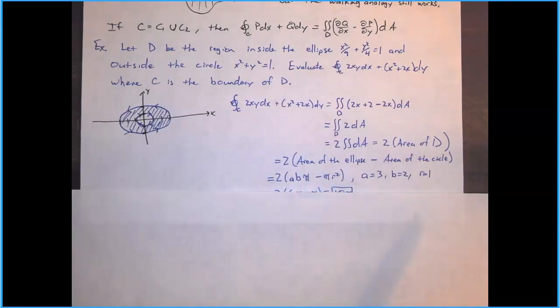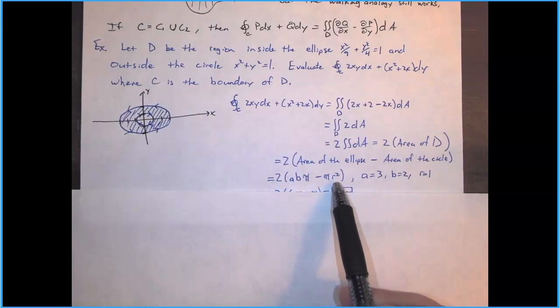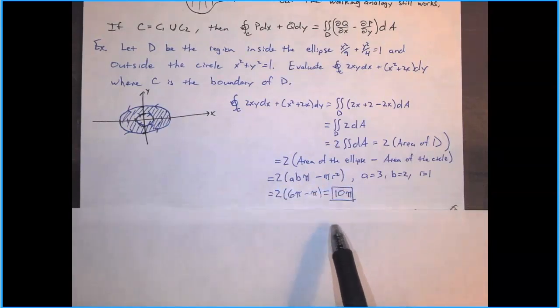And the area of a circle is pi r squared. So in this case, my major semi-axis is 3, my minor semi-axis is 2. That's how far out I'm going in the x and y directions. And my radius for my circle is 1. So this ends up being 10 pi.